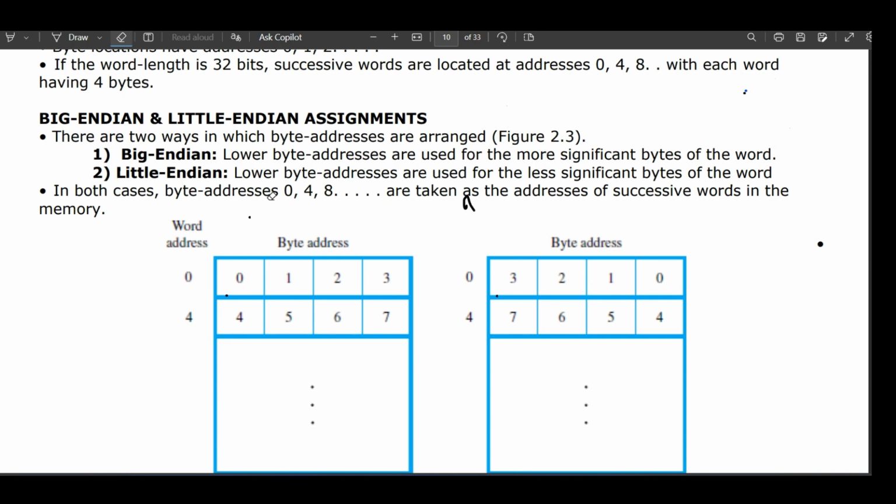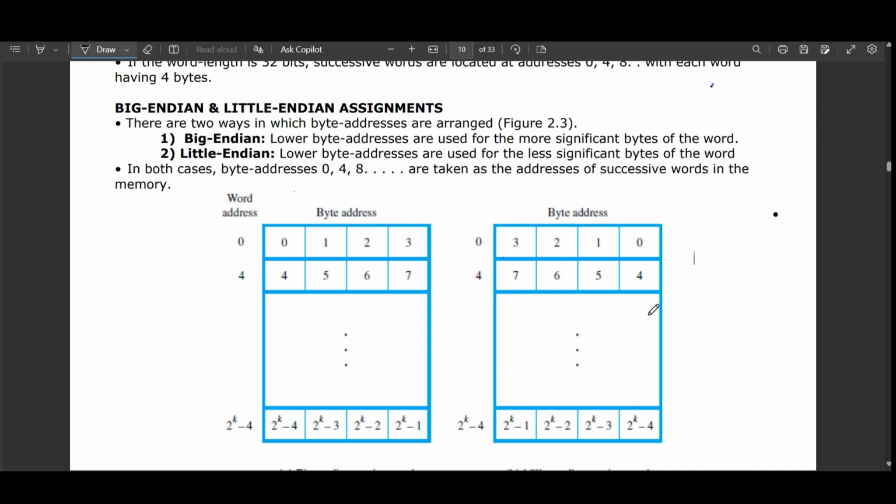So what is big Endian and little Endian? You all know what MSP and LSP are, I don't want to explain again. I hope you all know what LSP and MSP are. Okay, MSB and LSB. So what is MSB and LSB?